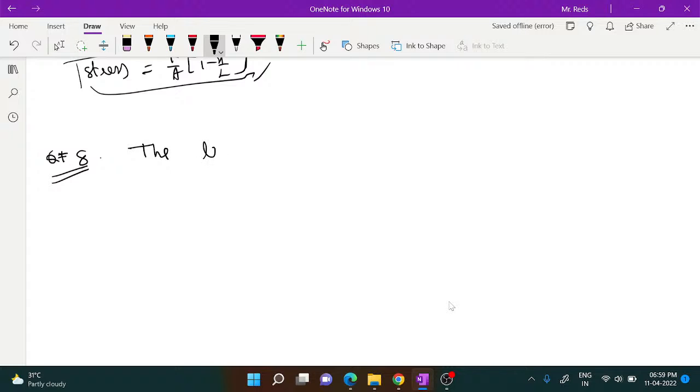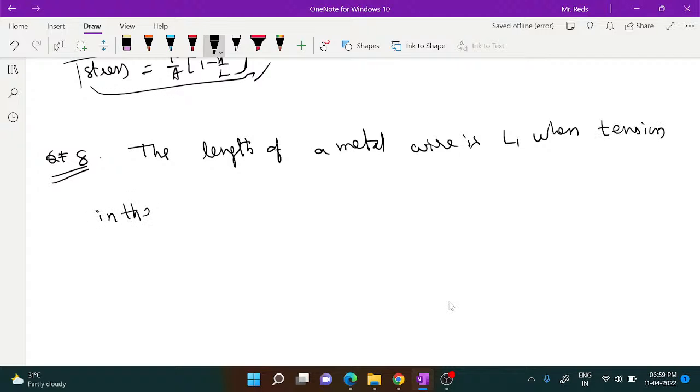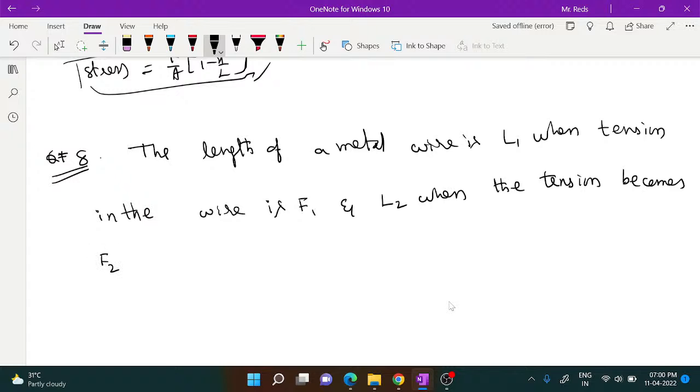The length of a metal wire is L1 when the tension in the wire is F1, and the length is L2 when the tension becomes F2. Then find the natural length of the wire.